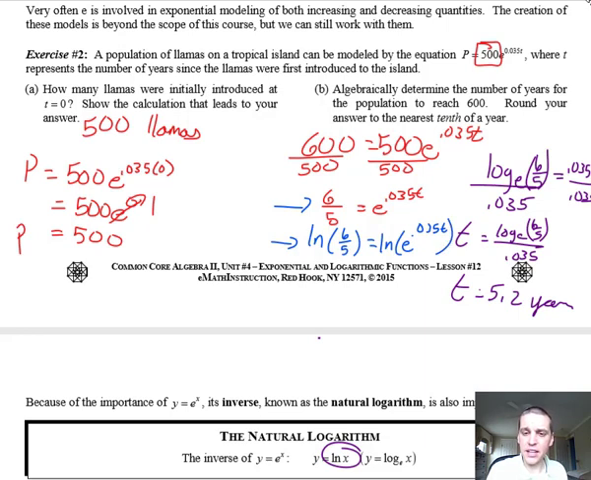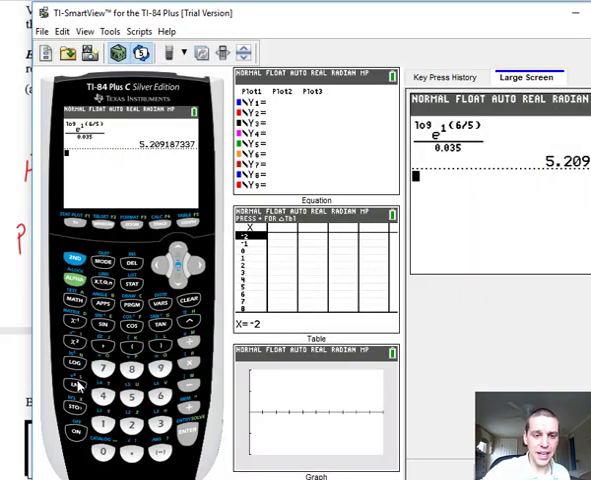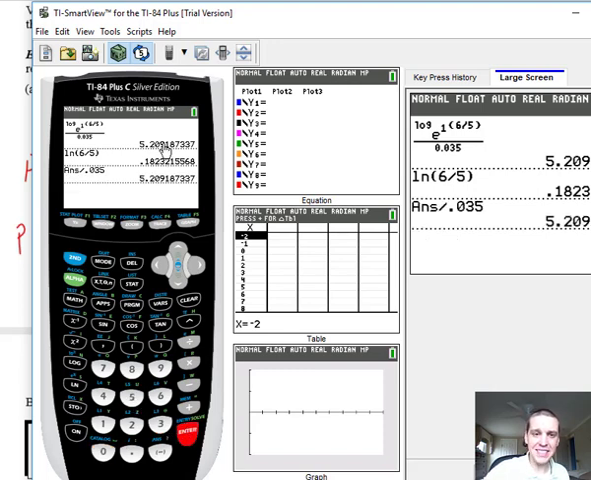When I take the ln, ln and e are inverses of each other, and therefore they're kind of gone. And so I'm left with ln of 6 over 5 equals 0.035t, and divide by 0.035, divide by 0.035. And notice in the calculator what we're going to get. The ln button's right here, ln of 6 divided by 5. I forgot to do fractions, so I'm just going to hit enter. And divide by 0.035. Notice what you get. You get the exact value that we had in the beginning.